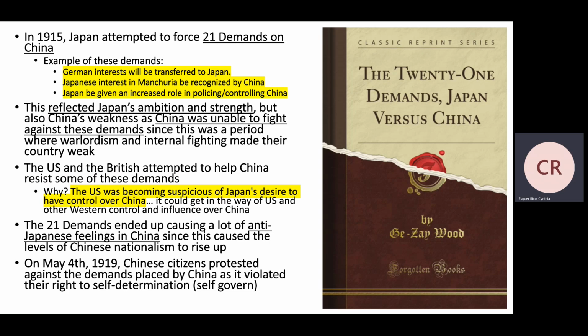One of the things that's rising up at this time as well is the communist movement in China. So we'll see that later on and how all of that kind of comes together.